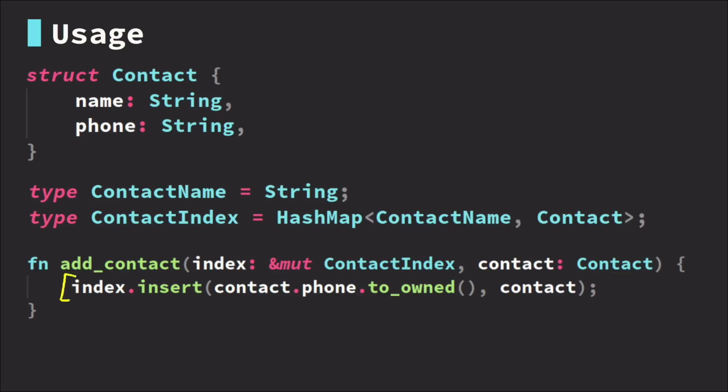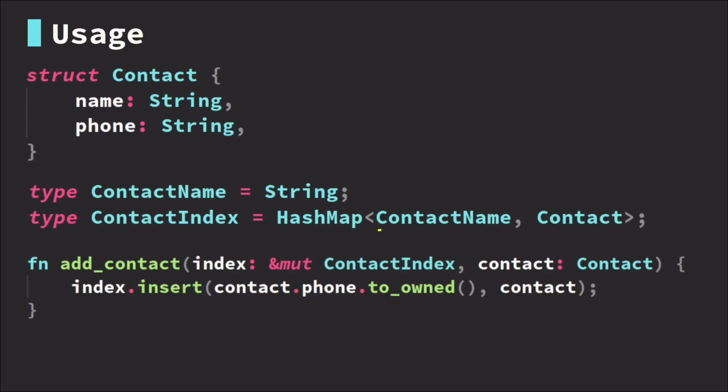We then do index.insert, so we're using the insert function on the hash map, which is set up here. We then take the contact's phone number, turn it into an owned string, and add that to our hash map. And then we have the contact information, which will be keyed on the phone number.